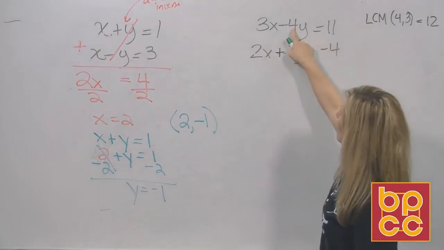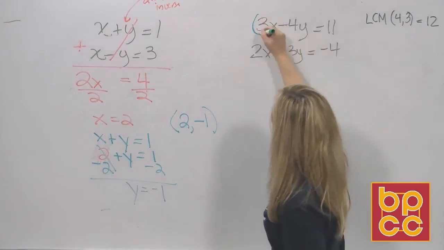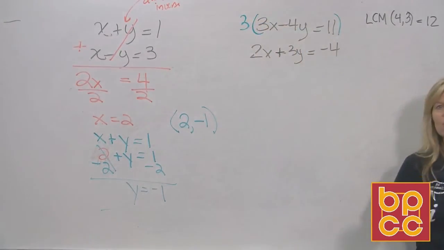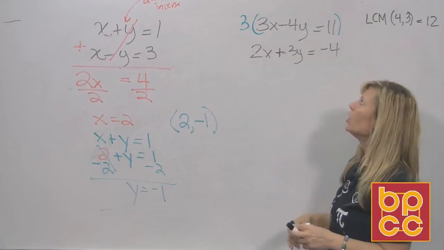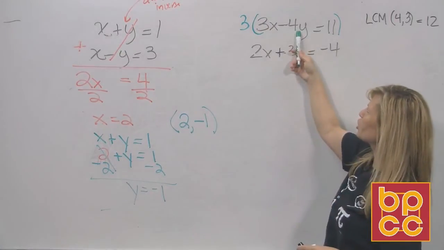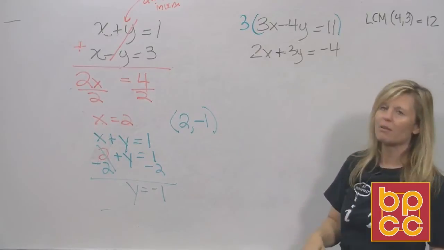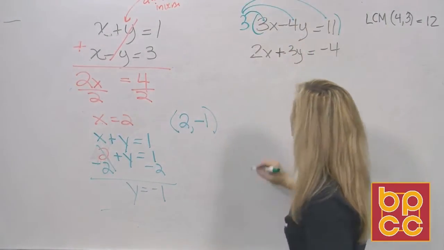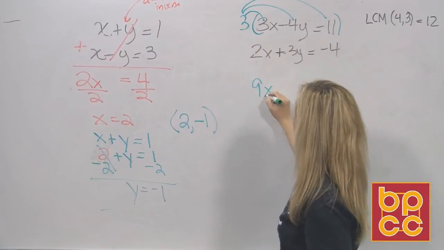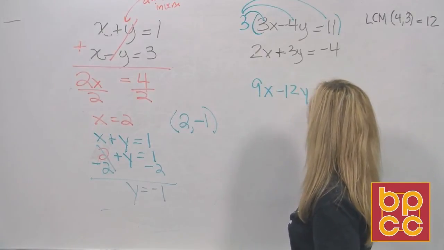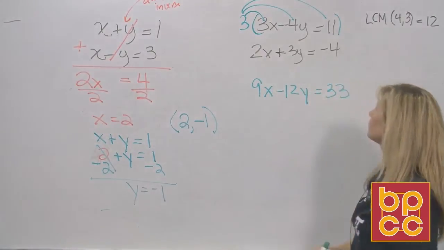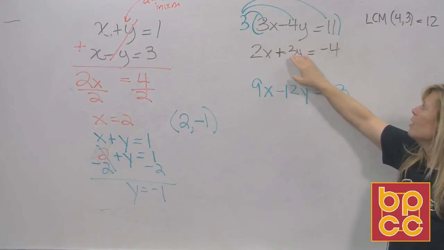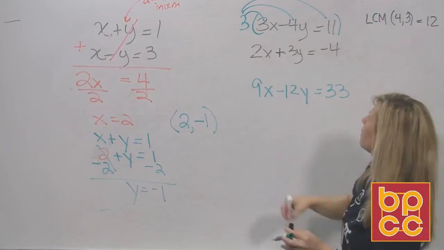Now that's easy. We know how to make this a 12. We'd multiply it by 3. The reason why I put parentheses around the whole equation is we all know this. You just can't multiply this term by 3. You've got to multiply everybody by 3. So now we're using our distributive property, and we get 9x minus 12y equals 33. Okay, this is not a 12. This is a 3. So to make this a 12, we're going to have to multiply by 4.